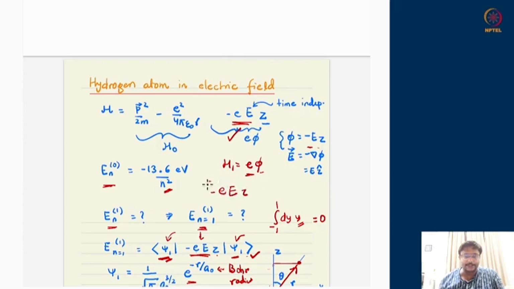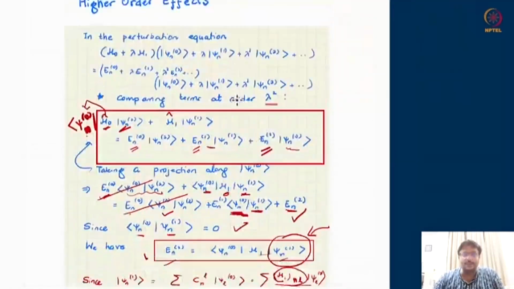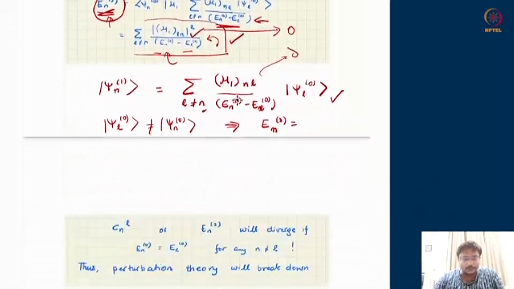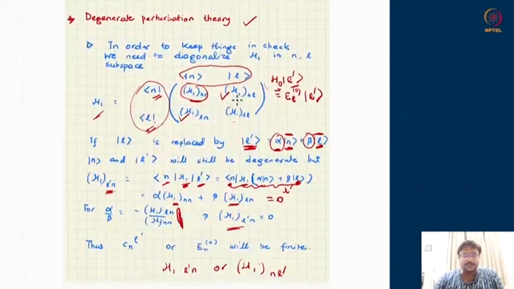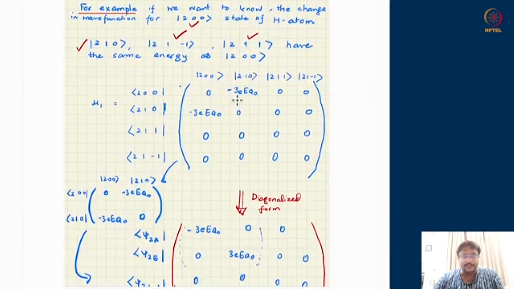That was my perturbation Hamiltonian. For this Hamiltonian, I want to know what is the first order correction to the wave function for n equal to 2, and what is the second order energy eigenvalue shift for n equal to 2. So I already know the perturbation Hamiltonian. Suppose I want to know, for state 200, what is the shift in the eigenvalue at the second order and what is the first order shift in the wave function itself.